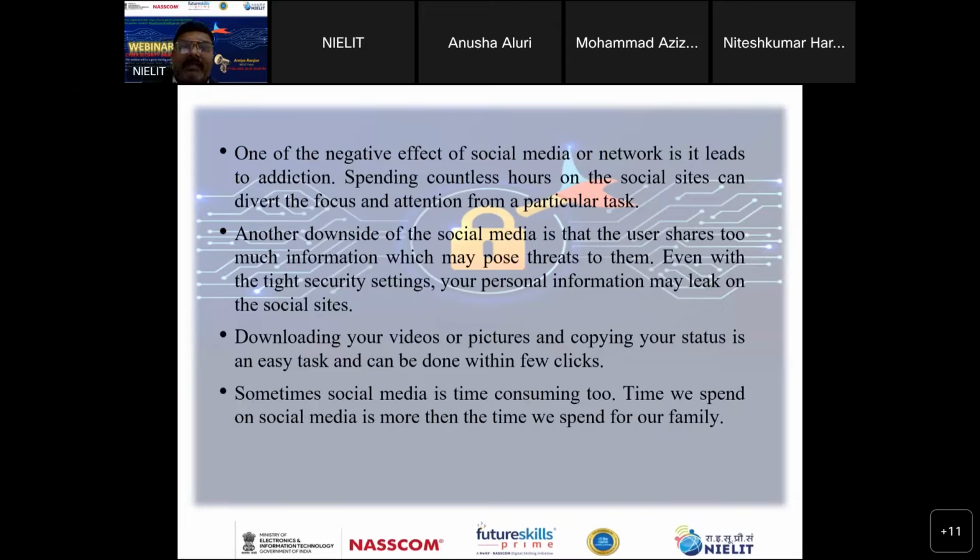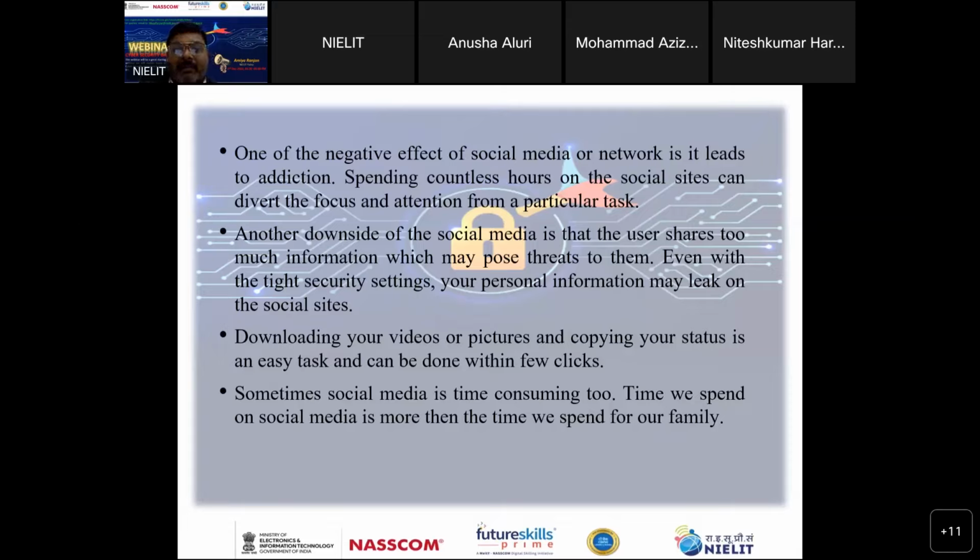Spending countless hours on social sites can divert focus and attention from a particular task, and this is the major issue we are facing nowadays, that we deviate from our actual task to scroll social media sites. Another downside of social media is that users share too much information, which may pose threats to them. In terms of showing off, we post each and every activity of our day-to-day life, spreading our personal identity to the network, which is very harmful for us. Even with tight security settings, our personal information may leak on social sites. Downloading our videos or pictures and copying our status is an easy task that can be done within a few clicks.